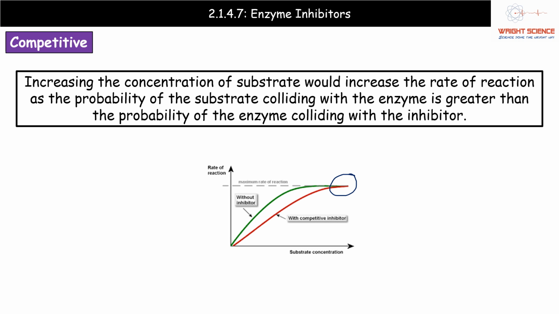In terms of why that is, what we're looking at here is increasing substrate concentration. If we increase the concentration of substrate, we give a greater probability that the collision with the enzyme is going to be with the substrate rather than the inhibitor. Eventually, once we've increased the substrate concentration far enough, it's just likelihood that it will be a substrate and enzyme that collide rather than the inhibitor and the enzyme. So we end up reaching that same maximum rate of reaction.